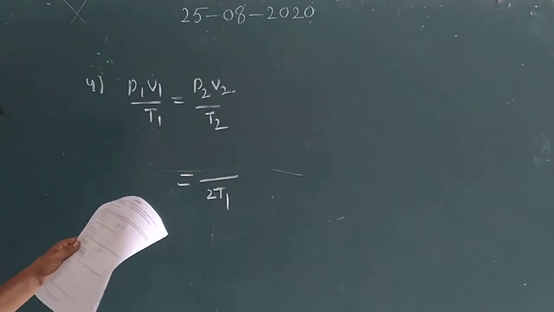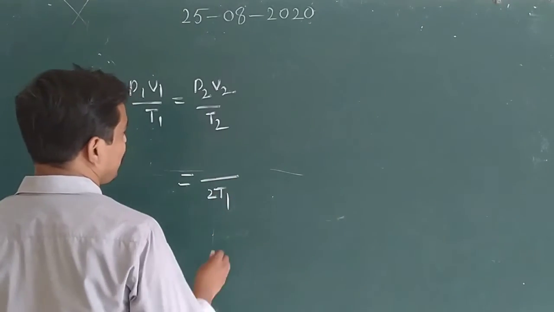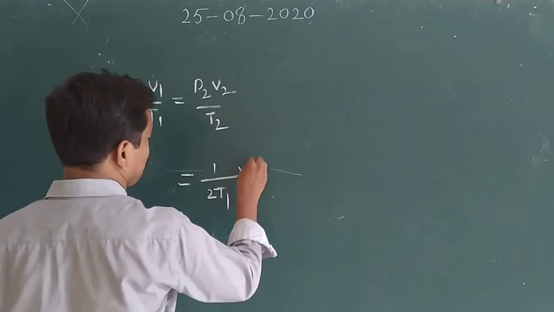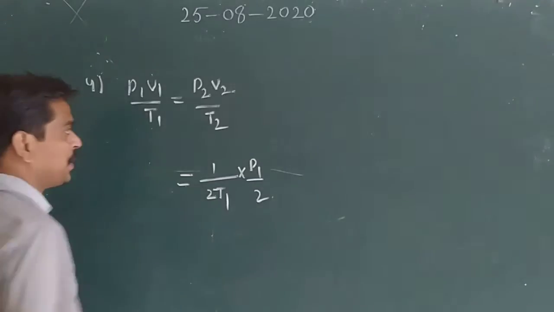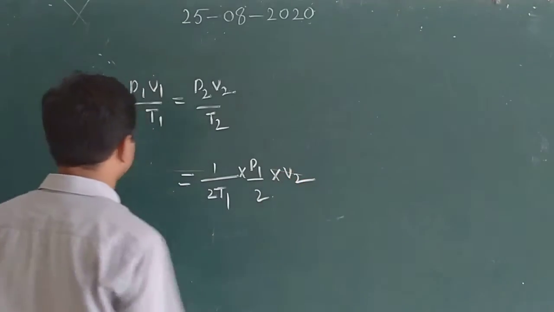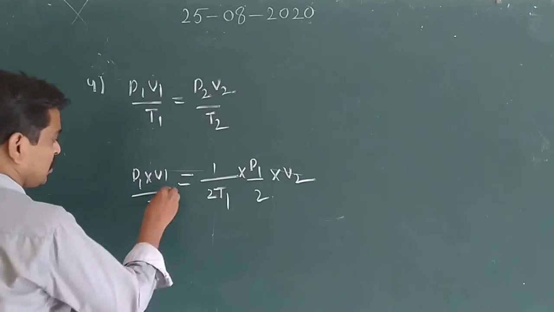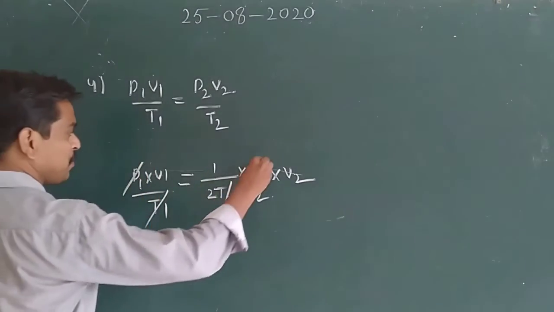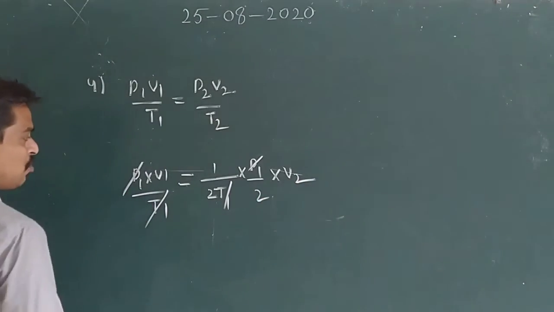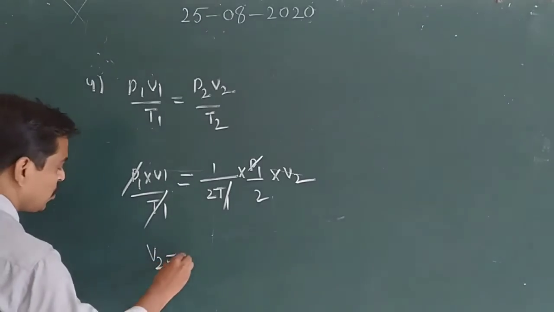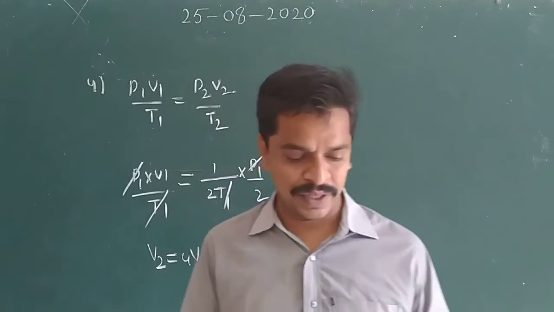And next, students, what is he saying? Pressure becomes half. P2 becomes P1 by 2, students. And next, students, volume of gas, means V2, he is asking, students. So remember, he said the first initial condition P1 V1 by T1. T1 gets cancelled, students, P1 gets cancelled. Then 2 into 2, 4. So V2 by 4 is equal to V1, students. So V2 is equal to 4 V1, students. Means volume increased by 4 times, students.